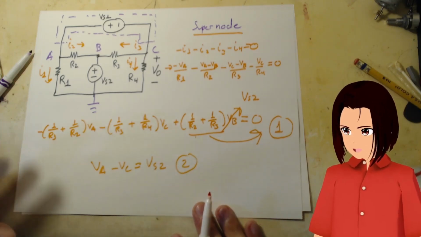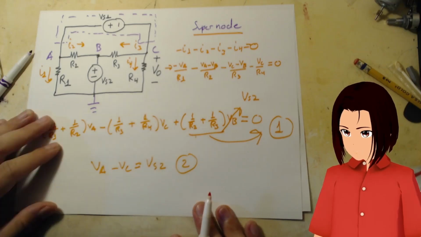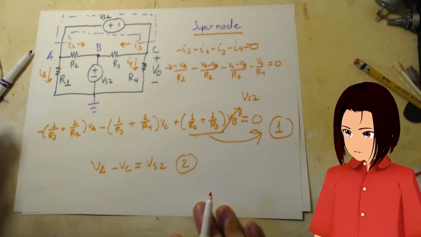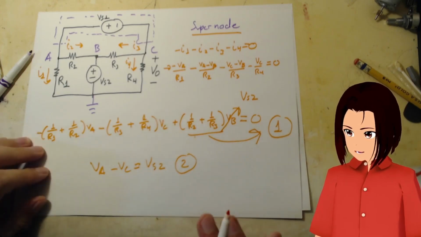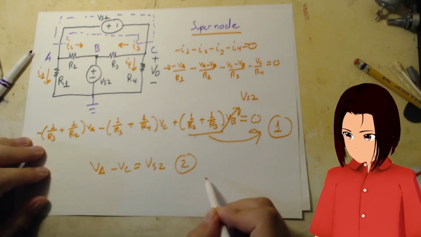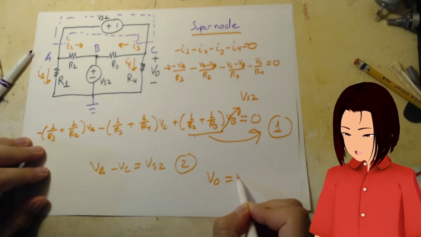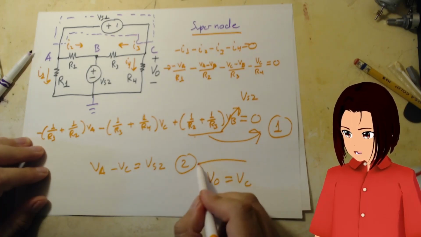So now we have two equations and two unknowns. So just solve like before. Set up your matrix and do all that stuff. And remember that our V out is equal to VC. So whatever you get for VC, that's your answer.